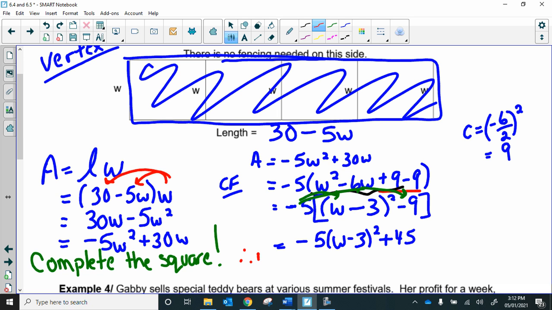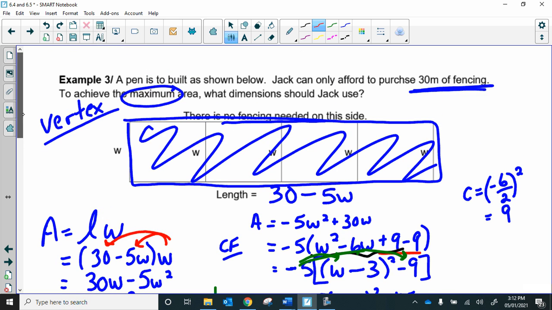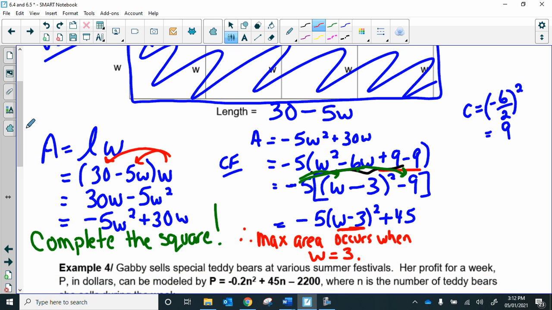So therefore, our max area occurs when W equals 3, because that's our H value. And I just want to reread the problem. What dimensions should Jack use? So I know my width is going to be 3. What is my length going to be? So my length formula from here is 30 minus 5W.